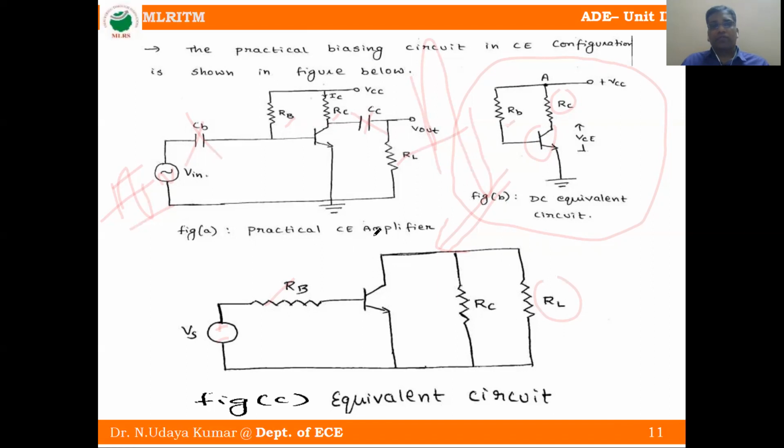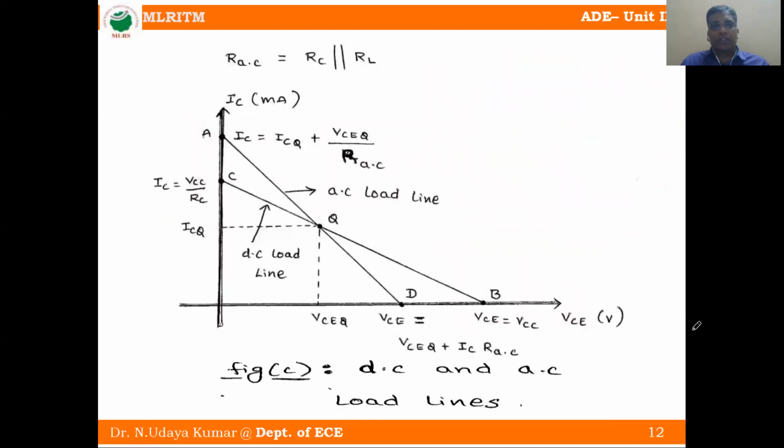We know that a capacitor blocks DC and it allows AC. So this is the DC equivalent circuit, and we redraw it like this, adding the source voltage and load resistance here. Here you can observe the DC and AC load lines in this figure.